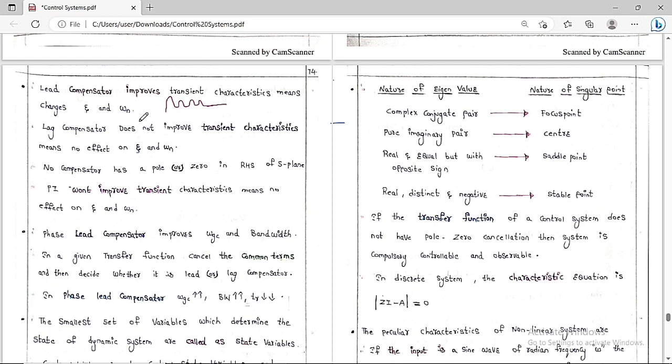The next point is, PI won't improve the transient characteristics, meaning there is no effect on zeta and omega n. As I have already told you, PI is nothing but proportional integrator. Simply, we can say it is a lag compensator. So lag compensator is basically used to improve only the steady state characteristics of the system, so there is no effect on the transient characteristics. Therefore there is no effect on zeta and omega n, because zeta and omega n are the parameters related to transient characteristics itself.